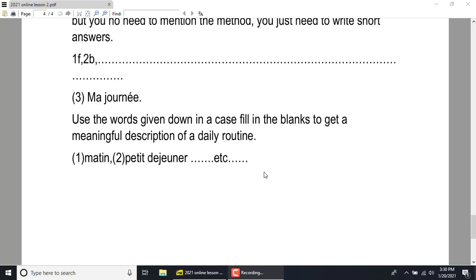"À midi, je prends" what is coming? "Le déjeuner à la cantine." Then "l'après-midi, nous avons cours de 2h à 4h moins le quart." "Pour le goûter, je mange du chocolat ou un fruit. Puis je commence mes devoirs. Le soir, nous prenons le dîner à 7h."